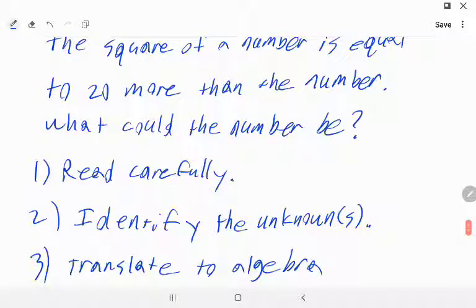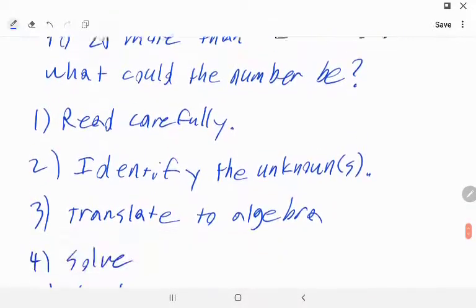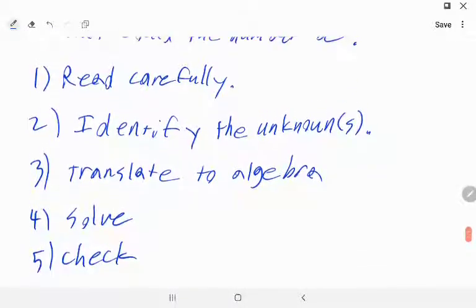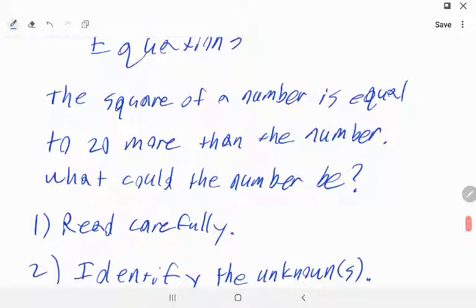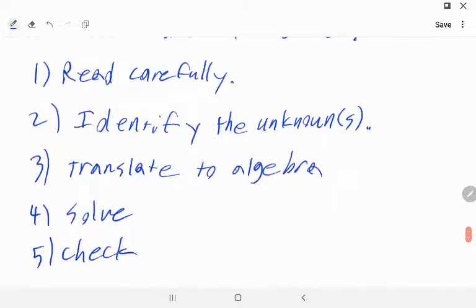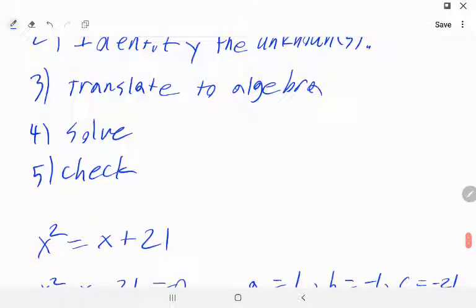We're going to first read carefully, then we're going to identify the unknown or unknowns. In the case of quadratic equations, we're just going to have one variable. We're going to translate to algebra, solve, and check. So if we're saying the square of a number is equal to 20 more than the number, we're going to start by saying x squared equals x plus 20.